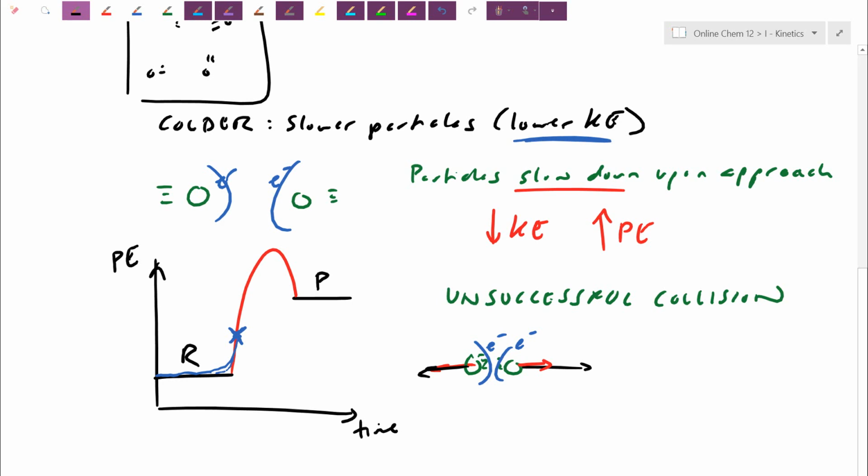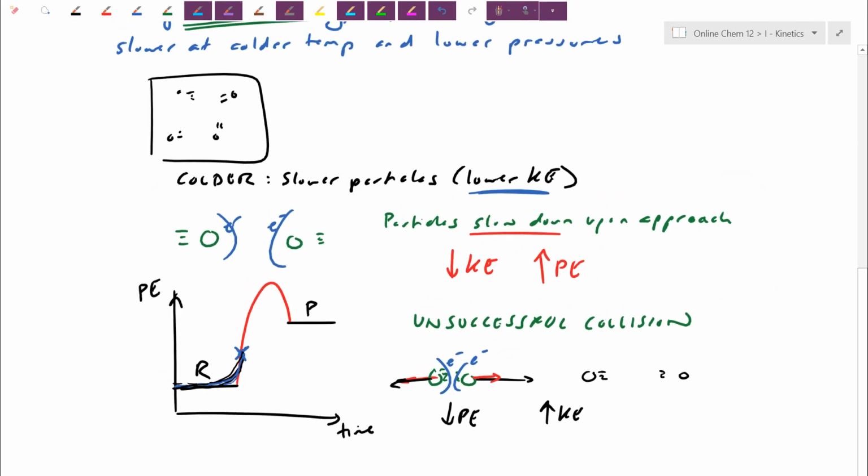Well, where did that increase in speed come from? That's sort of like trading your potential. You didn't have much of it to begin with. You stored all of it, you tried to climb it, no luck, and then you just trade that potential back into kinetic so that these particles can start zipping away from each other, right? So because I'm at a cold condition here, I don't have a lot of particles having enough energy.